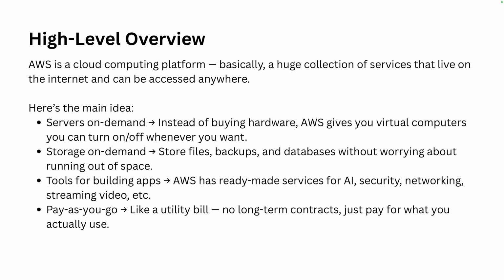Here is the main idea: services on demand, which means instead of buying hardware, AWS gives you virtual computers you can turn on and off whenever you want. Then we have storage on demand, which is to store files, backups and databases without worrying about running out of space. Then we have tools for building apps, which AWS has ready-made services for AI, security, networking, streaming video, etc. So you have a whole bunch of packages there and you can use pretty much anything. Now the main functionality is pay as you go. So this is like a utility bill, no long-term contracts, just pay for what you actually use.